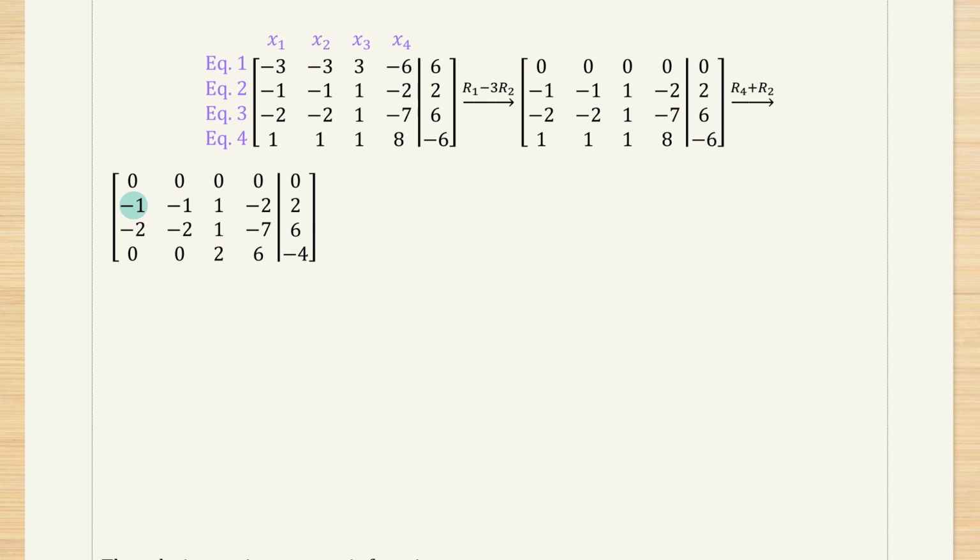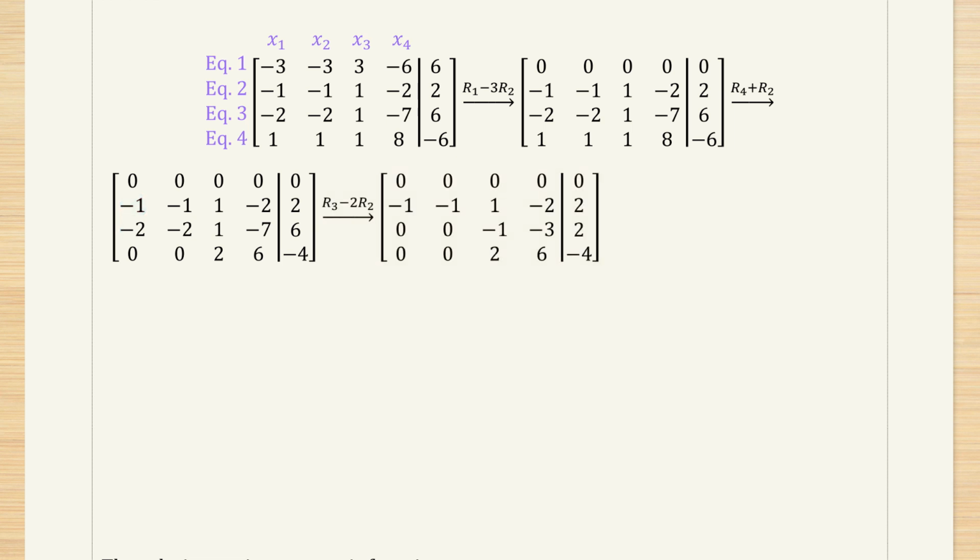Now looking at the negative 1 and the negative 2, we can cancel the negative 2 by subtracting 2 times negative 1. Row 3 minus 2 row 2. Negative 2 minus 2 times negative 1 is 0. And again, negative 2 minus 2 times negative 1 is 0. 1 minus 2 times 1 is negative 1. Negative 7 minus 2 times negative 2 is negative 3. 6 minus 2 times 2 is 2.